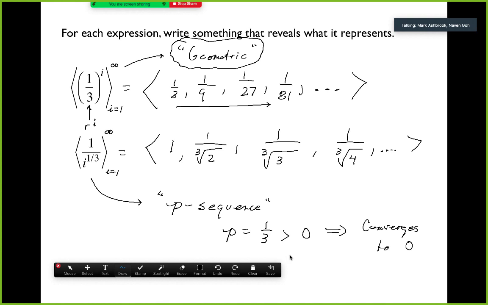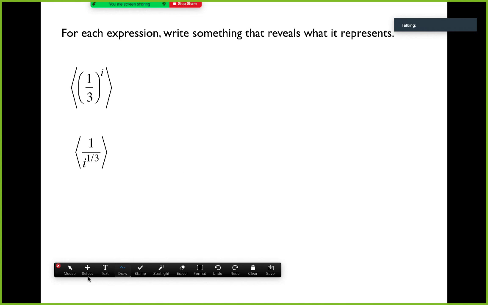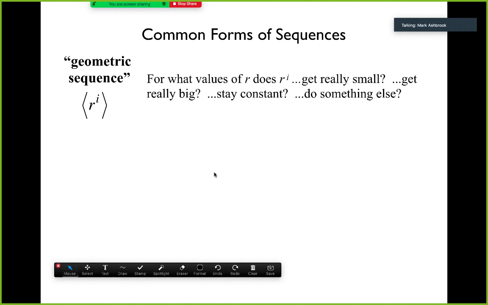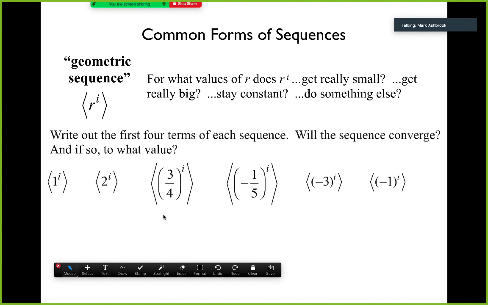Questions before we go on? Yes, sorry, is R equal to 3 or R equal to 1/3? That was 1/3 in that case, because a geometric sequence is R to the I, so it's some number raised to the I power. The question we're asking is for what values of R will R to the I get really small, like infinitely, closer and closer to 0, or get really big, or stay constant, or do something else. So let's just investigate some examples here.